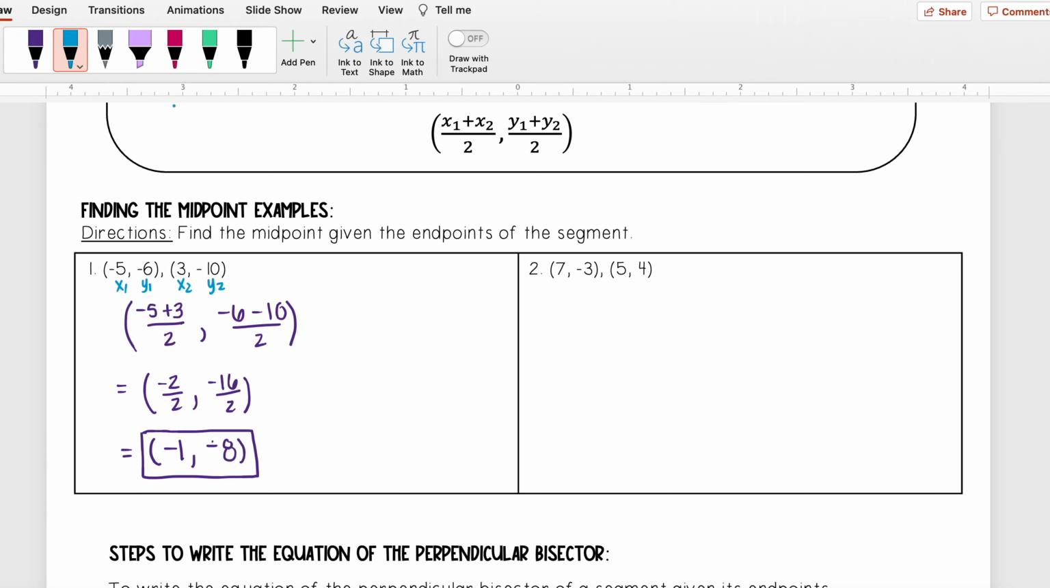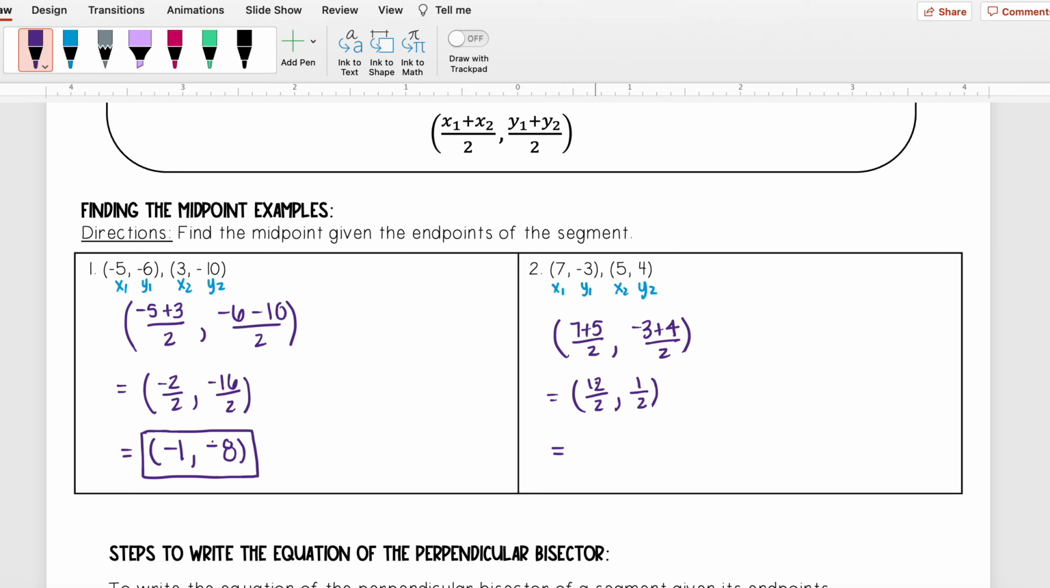So here again, you can first label it if you want, x1, y1, x2, y2. And so my midpoint formula tells me I'm going to first add all the x's together. So I have 7 plus 5 over 2. And then I'm going to add my y's together. So I have -3 plus 4 over 2. Well, 7 plus 5, I get 12. -3 plus 4, I get 1.